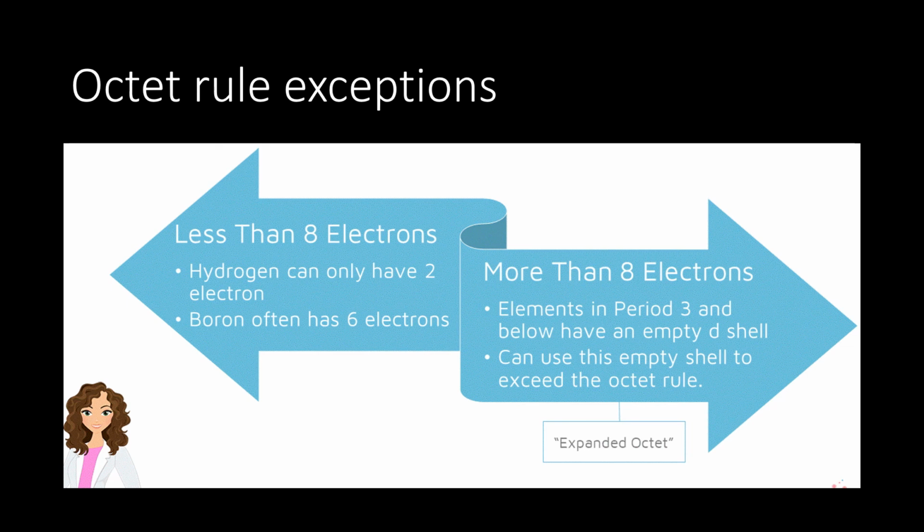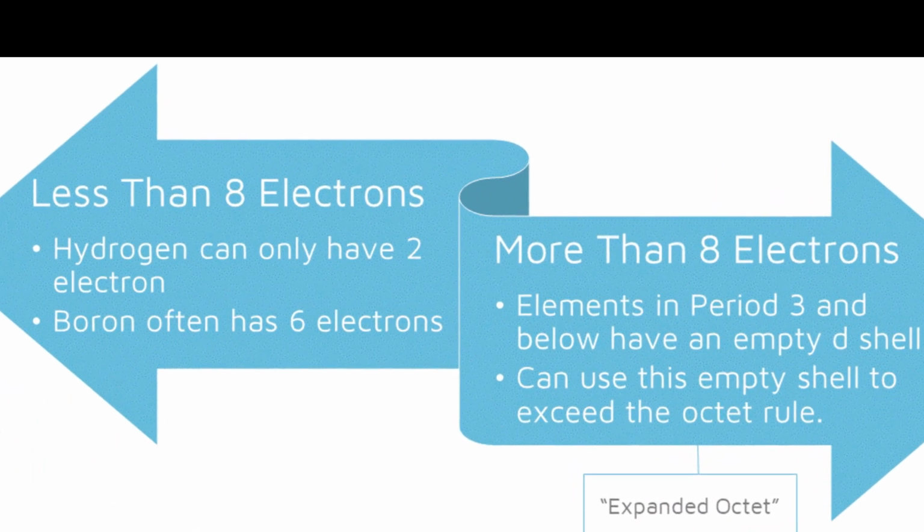Finally, we want to look at some octet rule exceptions. We know we can have an incomplete octet or an expanded octet. In the case where we have less than 8 electrons, hydrogen can only form a covalent bond with 2 electrons. Boron can be surrounded by 6 electrons, sharing its 3 valence electrons. And then if we look at an expanded octet, note that some elements can have more than 8 electrons around them. This is called an expanded octet.